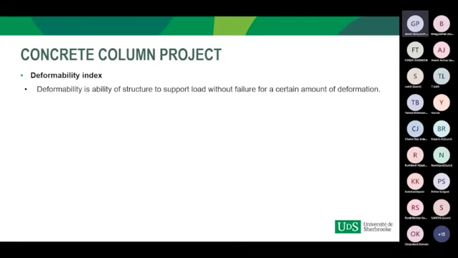Now, in the case of a GFRP reinforced concrete column, there is no ductility because, as I told you earlier, glass fiber reinforced polymer bars are linearly elastic until failure. They do not show any plasticity. So that's why we calculate the deformability index, which is different from ductility. Deformability can be defined as the ability of the structure to sustain load without failure for a certain amount of deformation. And as we know, for the steel reinforced concrete column, we call it ductility, which is the ratio of the ultimate displacement to the yield displacement.